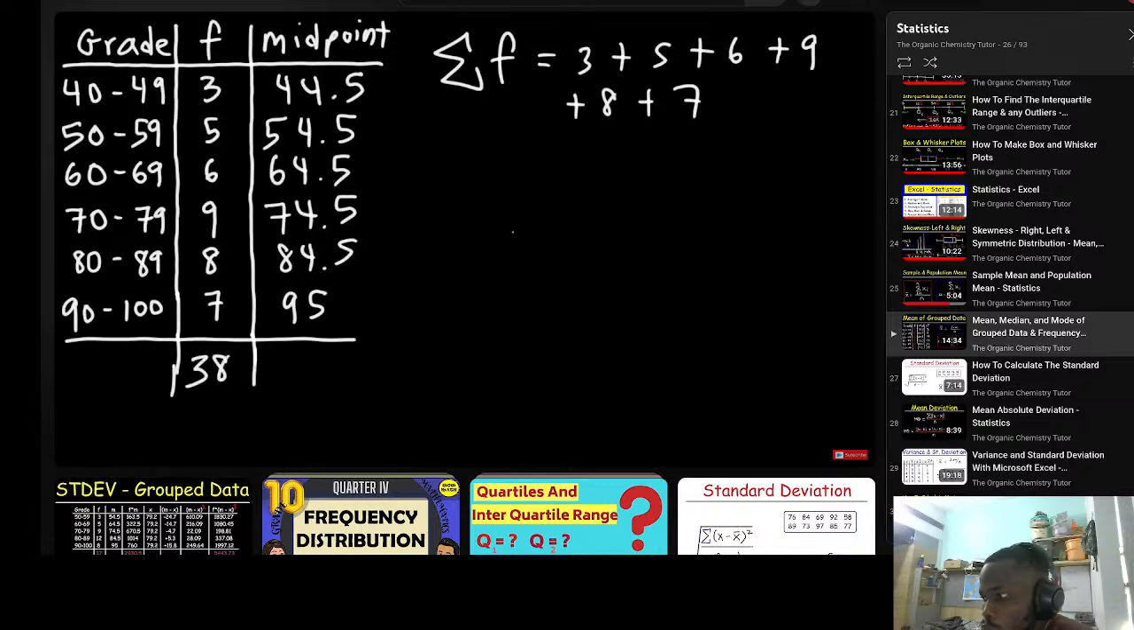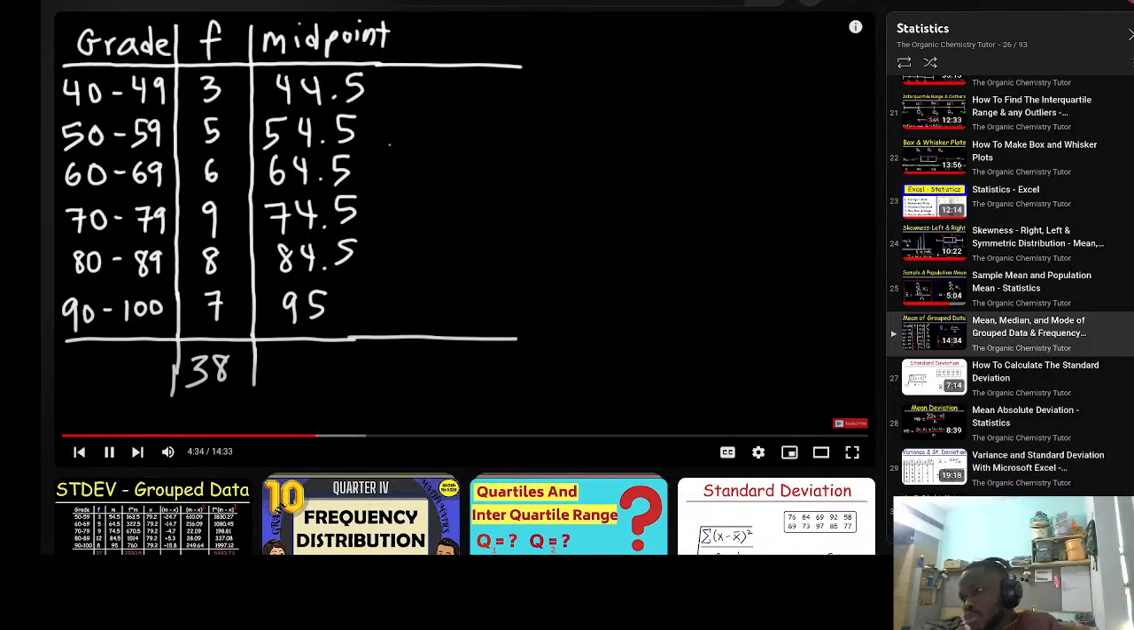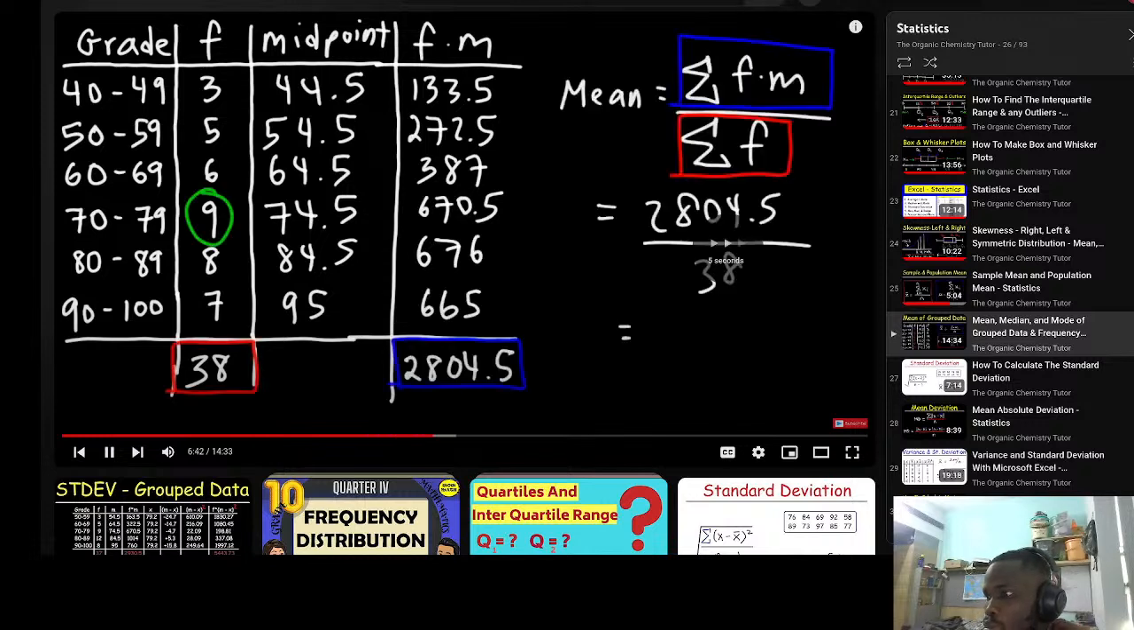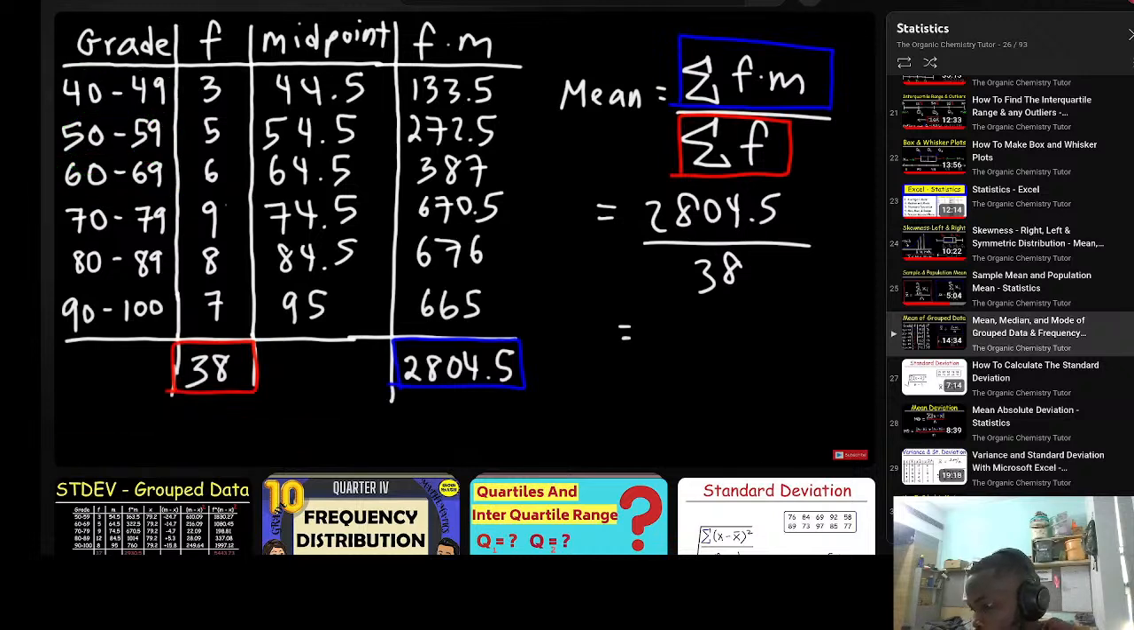Now the next thing we need to calculate is the sum of the frequency times the midpoint values. Notice that the highest frequency occurs here. The chances are the mean is going to be between 70 and 79, because most students scored in that range.